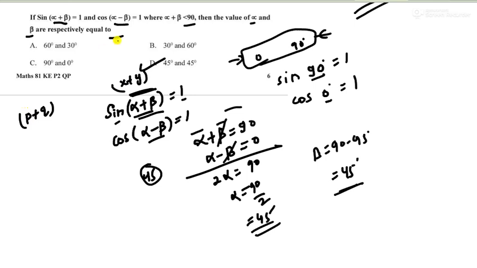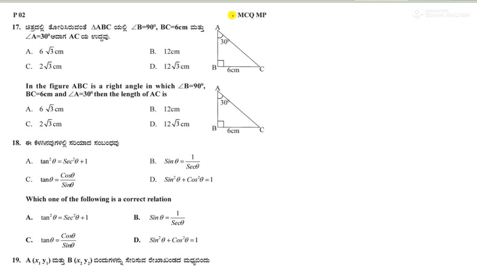Okay, moving to the next question, our question number 17. In the given figure, ABC is a right angle triangle in which B is 90 and A is 30, BC is 6. Then the length of AC is how much? If you can see, theta is here at A. So if theta is here, the opposite side is this one, this is adjacent, and the hypotenuse is this one.